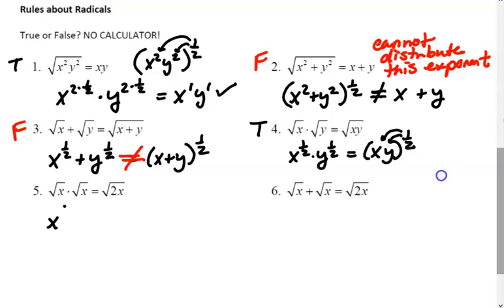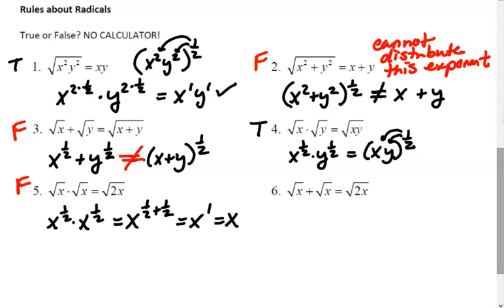Number 5, the square root of x times the square root of x. Well, this would be x to the 1/2 times x to the 1/2. Since we have the same base, this would be x to the 1/2 plus 1/2, which would be x to the first, which is just x. Does x equal the square root of 2x? No, it does not. This would be false.